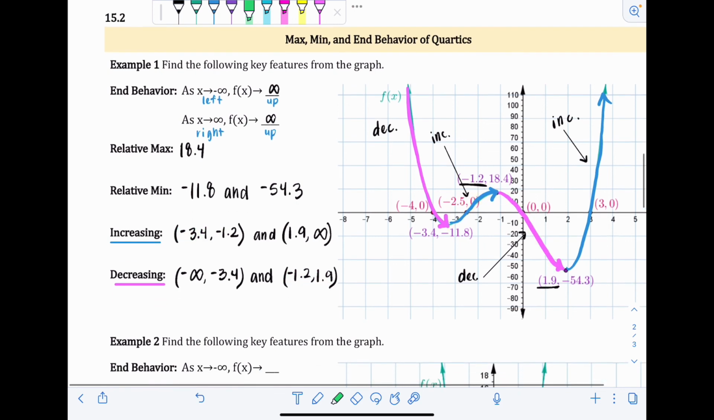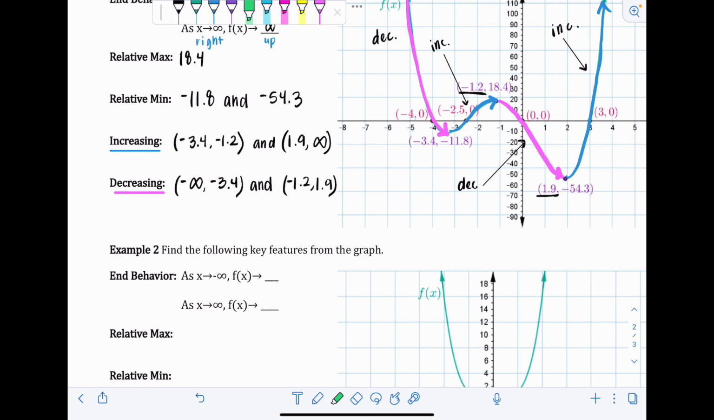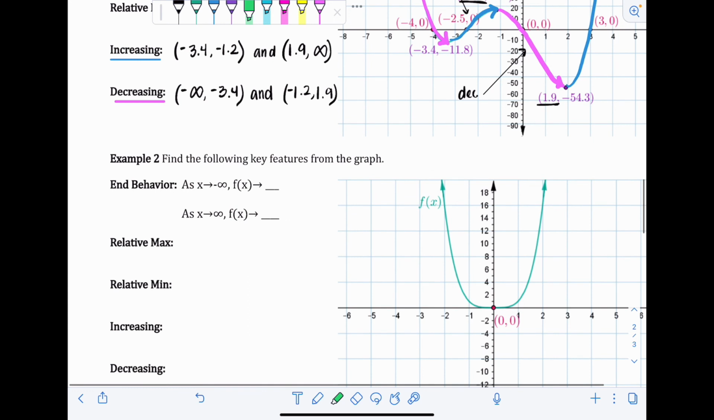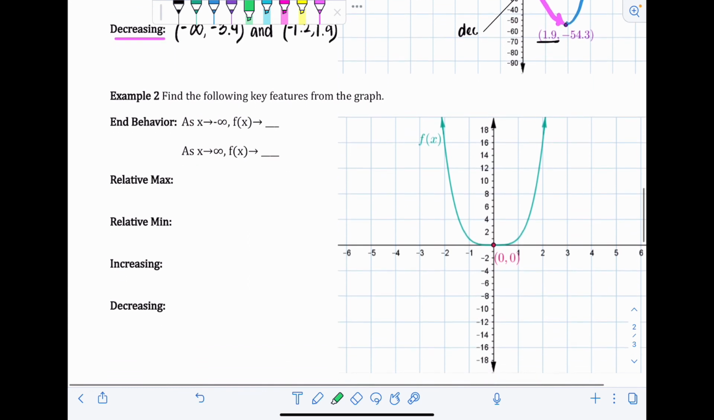Okay, so example 2, this is the last one. This is just finding the same information from that second graph that we did in 15.1. So find end behavior, relative max, min, increasing or decreasing. End behavior is how the graph is finishing. This graph is finishing the same way as the last one. Technically, both sides are going up, so the end behavior would be the same.